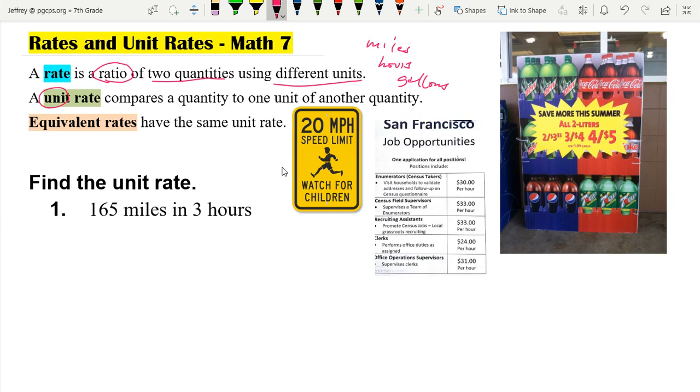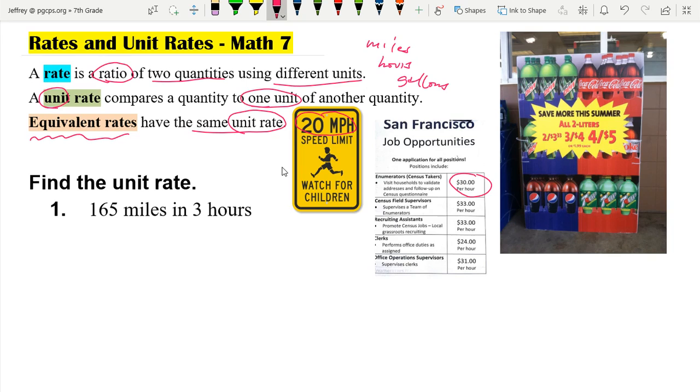Now, a unit rate is a comparison of a quantity to one unit. For example, we can have $30 per hour, or 20 miles per hour. So per means one for every. Now, equivalent rates have the same unit rate. That's how we compare if the rates are the same.